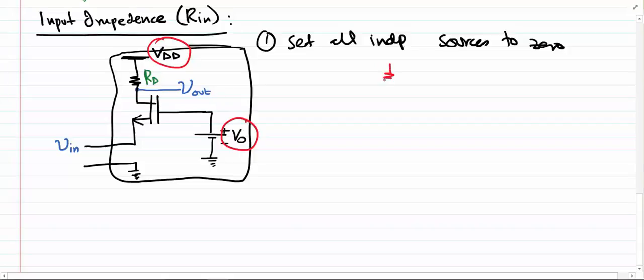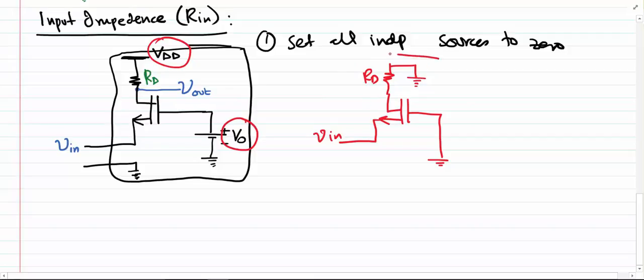So we have got RD to the ground, going into the drain terminal of the MOSFET, and then the gate is also going to go to ground for the purpose of finding the input impedance, and on the source side we'll have the input signal. Now after we have set all the independent sources to 0, let's try to draw the small signal model of this circuit.